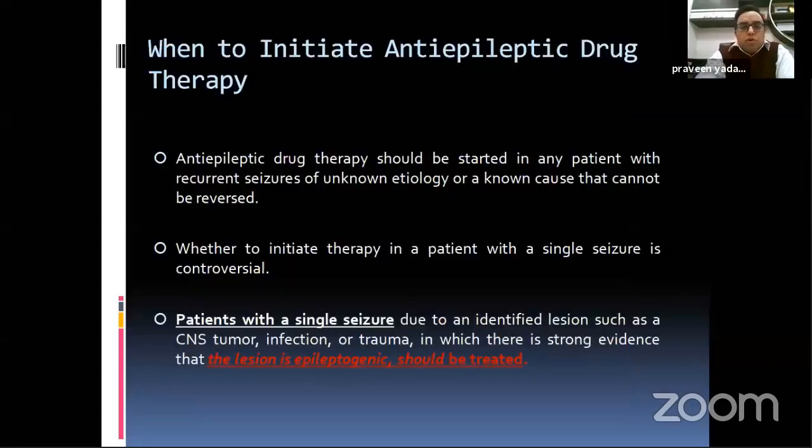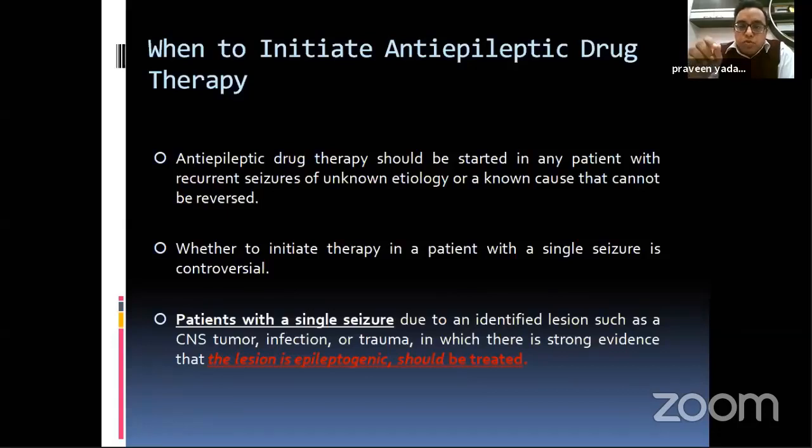Now, when to initiate anti-epileptic drug? Anti-epileptic drug should be started in any patient with recurrent seizures of unknown etiology or a cause that cannot be reversed. Whether to initiate therapy in a patient with a single seizure is controversial. I'll tell you the various things which we take into account. In a patient with a single seizure in which you find an underlying tumor, infection, trauma, or any remote symptomatic etiology, then definitely you can start the anti-epileptic medication even if there is a single seizure. So if there is an underlying lesion or some etiology which is a remote symptomatic seizure, then definitely you can start the medication even if it's a first seizure.